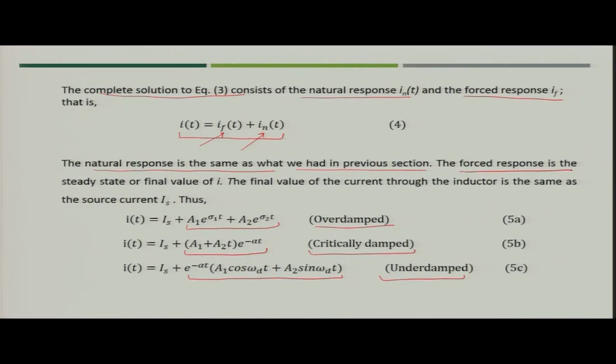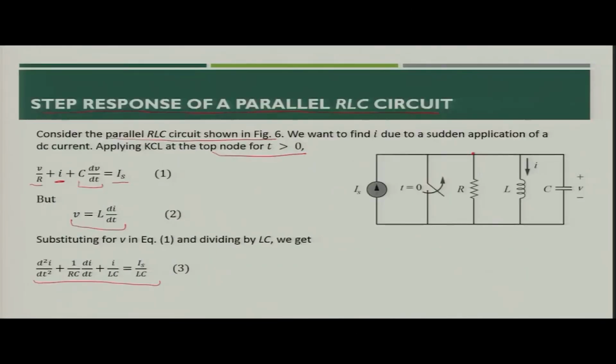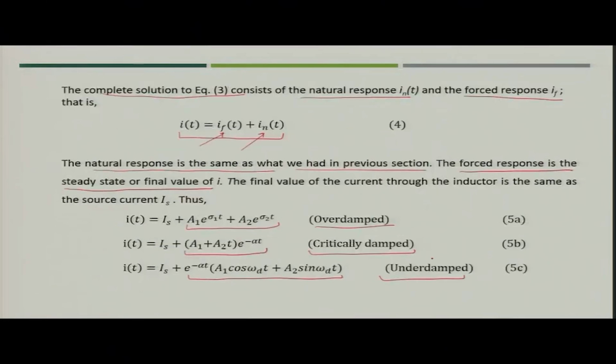Now, the forced response is the steady state or the final value of I. So, if you see the circuit, when the switch is opened for a very long period, the inductor will be short circuited. So, the whole current, that is Is, will flow through the inductor, and you can say that the final value of the current flowing through the inductor is the same as the source current, that is Is. So, you will add the value of Is as the forced response.